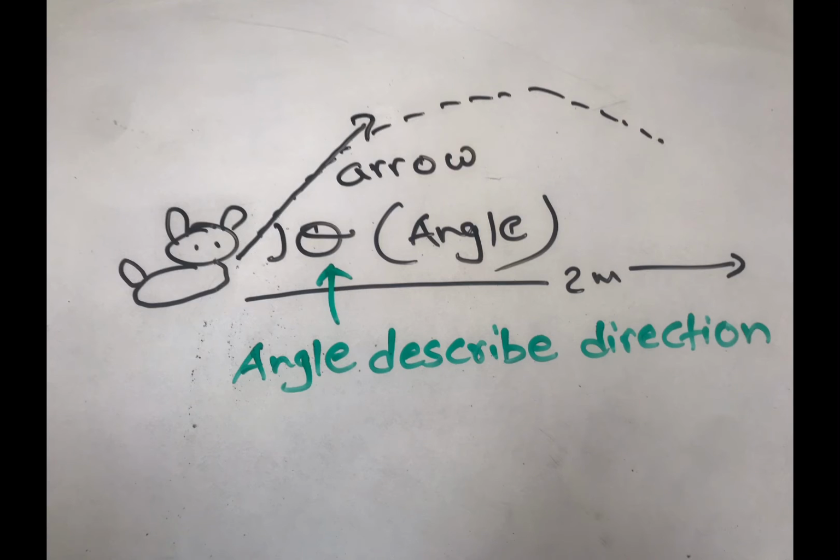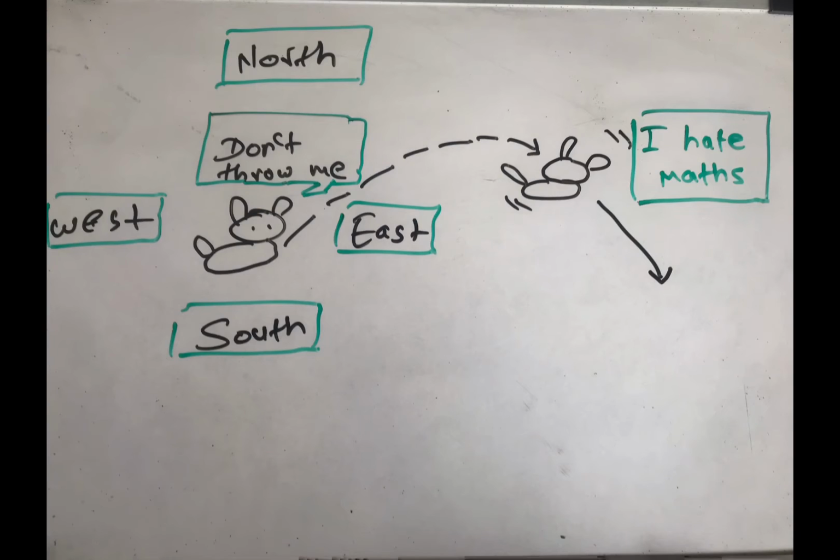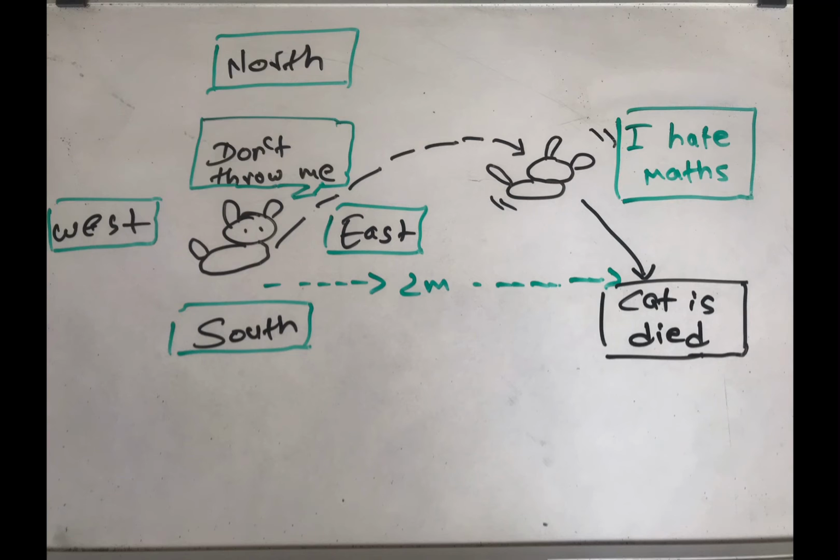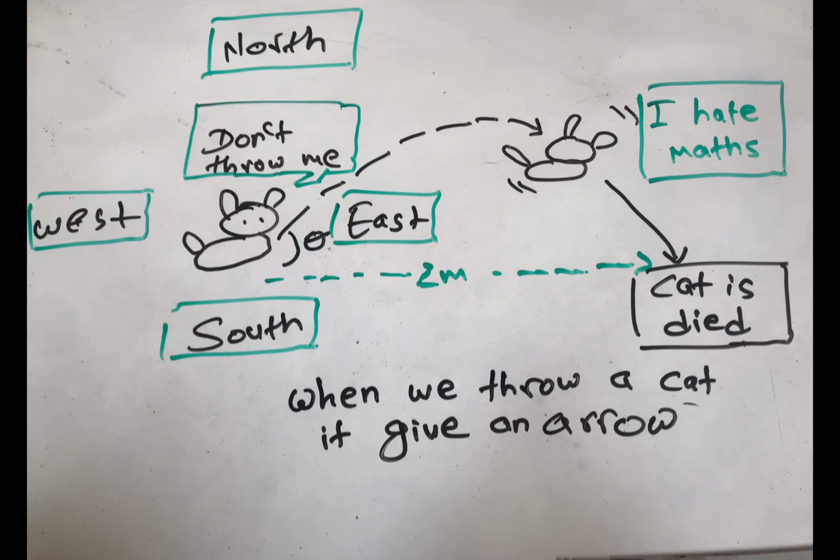Angle is giving the direction of an arrow. That angle is describing that I am throwing the cat in the east direction. Sorry, but the cat is dead. When we throw a cat, it gives an arrow. That arrow leads us to a vector.